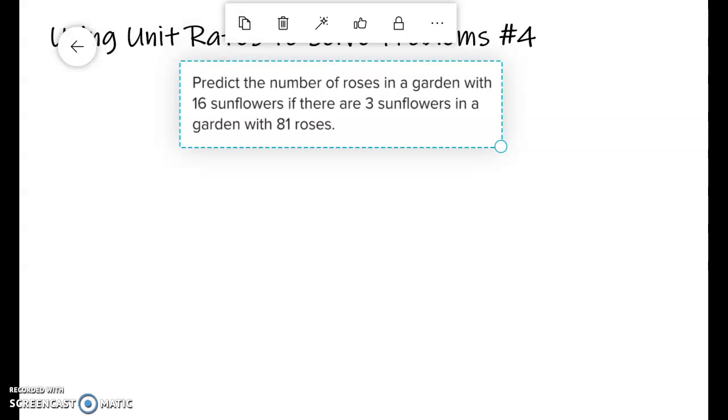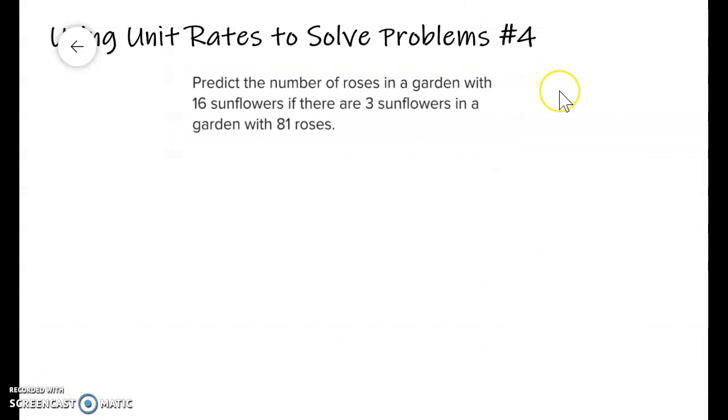All right, guys, so here we go. We're going to review the last question from yesterday. So, reviewing using rates to solve problems, number 4. This was the sunflower and rose question. So, let's go ahead and read the question.